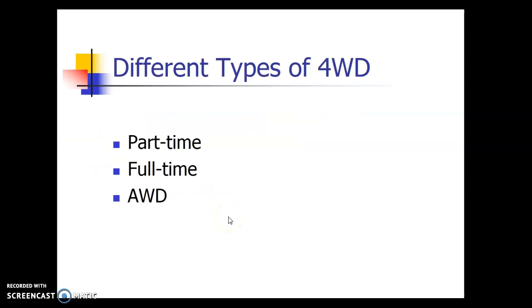Basically you have part-time, full-time, and all-wheel drive. It gets more complicated than this, but these are generalized categories for Auto 1, right? I'm going to elaborate more on these in a minute, but here is a quick overview of what we're going to talk about.